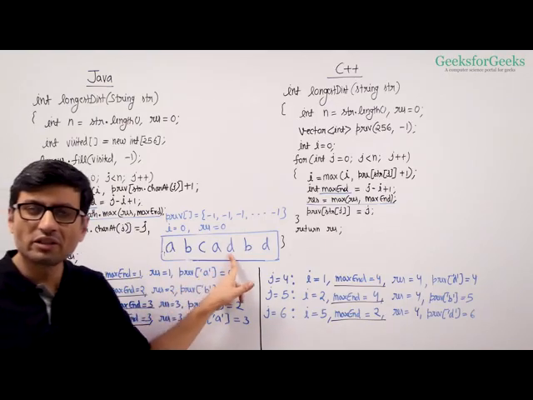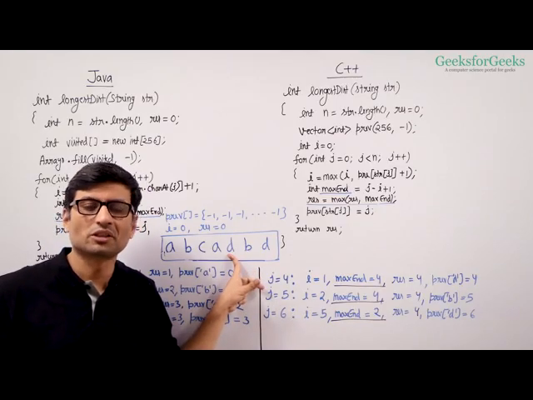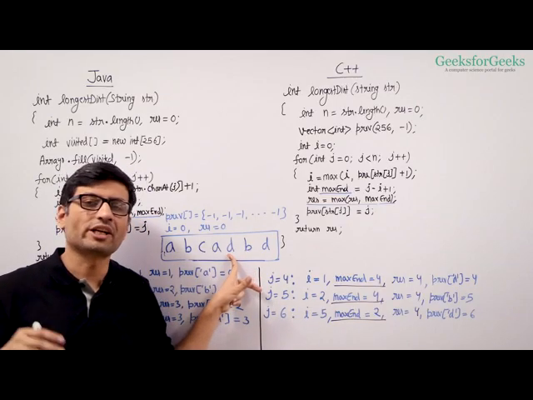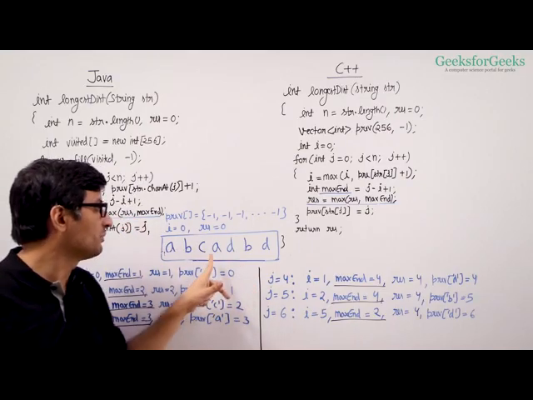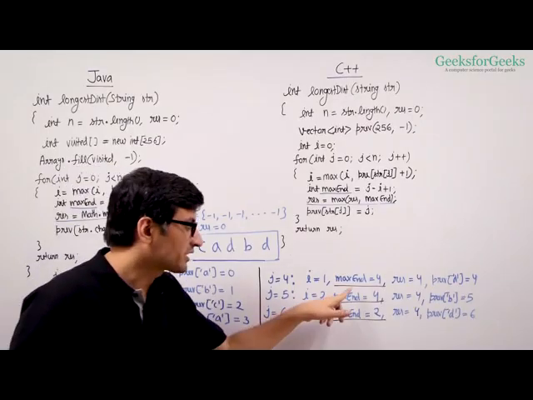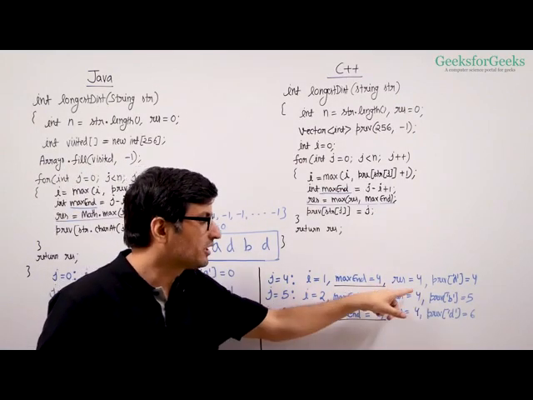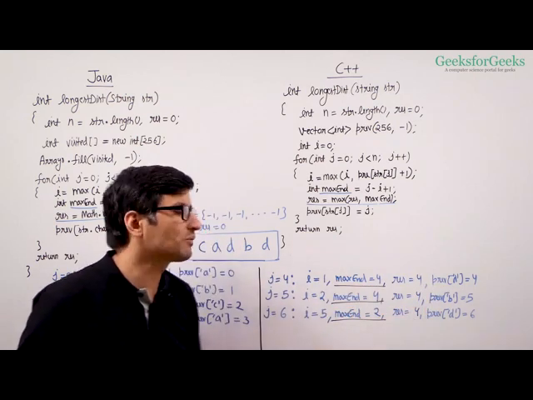Now we come to D. D did not appear at all. Previous of D will be -1. So you will not be changing the starting index of previous window. You will be keeping it as it is, B only. And you will find the max end as 4, 4 minus 1 plus 1. You will update the result and you will mark the previous of D as 4.